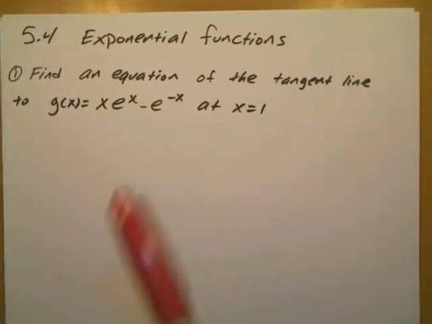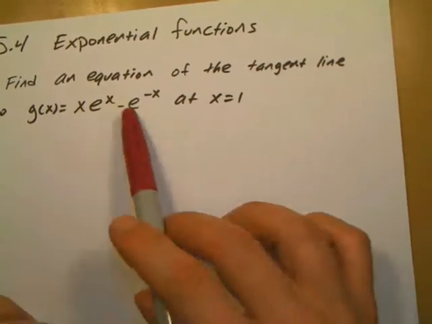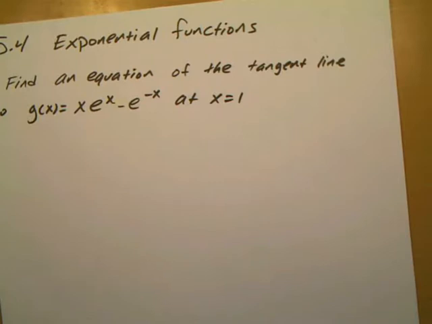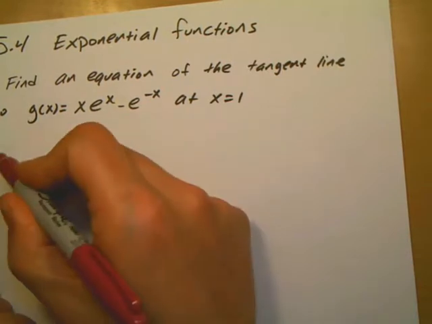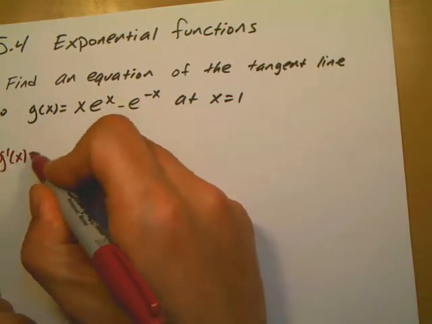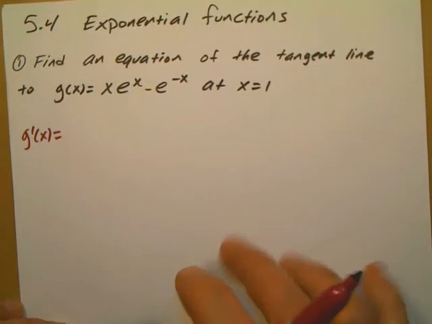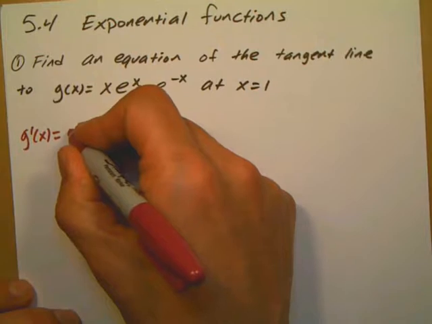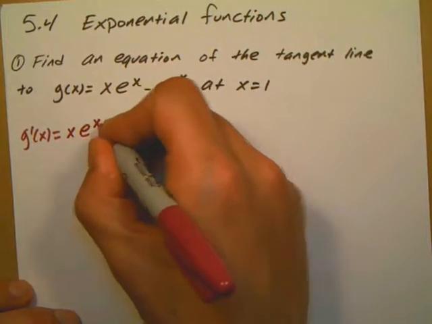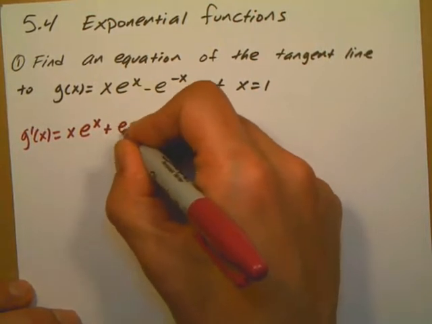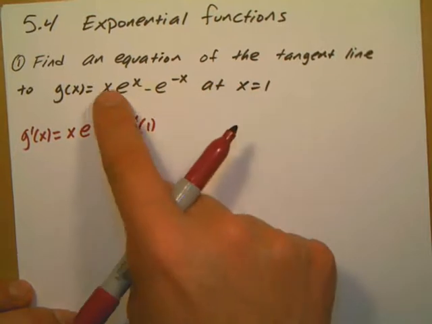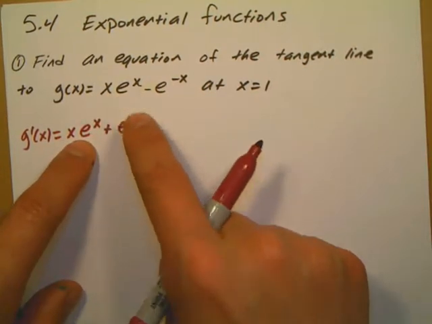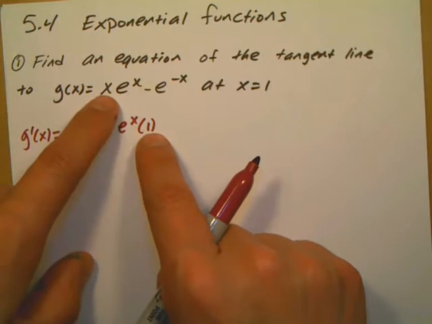So by now you should know that the first thing you do is find the derivative, the reason being that's going to get you the slope. So I want to find the derivative of this. So g prime is going to get me my slope. And this first part requires the product rule. So it's going to be x e to the x plus e to the x times 1. So this is f, this is g prime, plus g, and this is f prime.